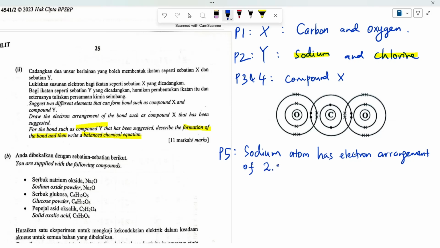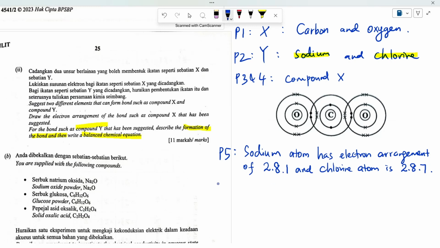2, 8, 1. Okay. And the chlorine atom is 2, 8, what? 2, 8, 7. Okay class, let's say this one comes out in the exam. So the question asks you to suggest yourself. So how do you know the electron arrangement? You can refer to the periodic table given. Understand? Then from there you can see the proton number.